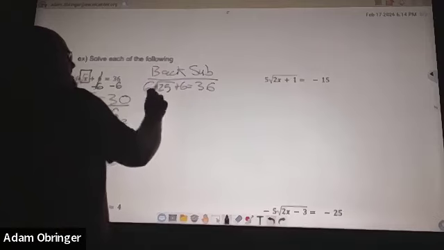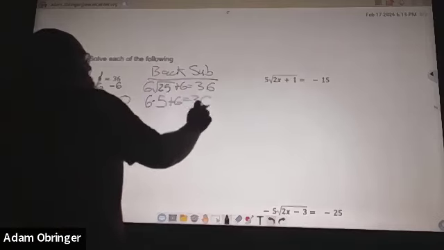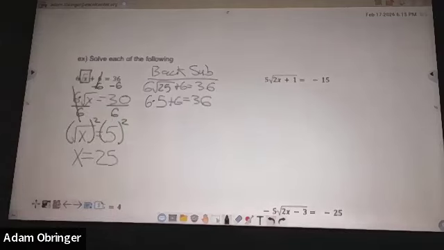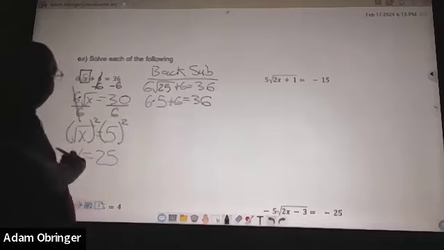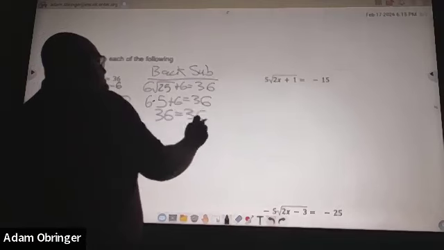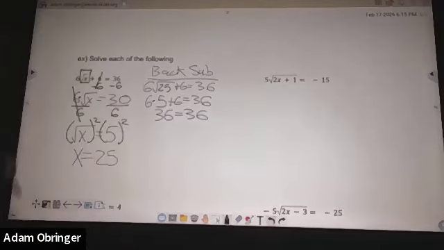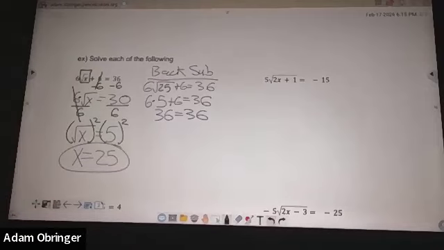So we have 6 times, that would be 5 plus 6 equals 36. And from here, we have 6 times 5 plus 6. You could type that all in the calculator at once. That results in a 36. So 36 equals 36, which is true. So then, hey, we can circle our answer.